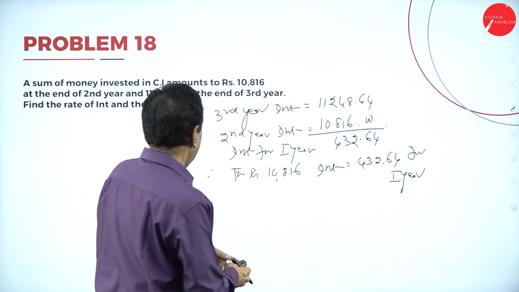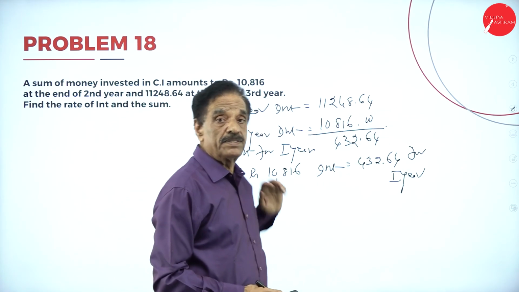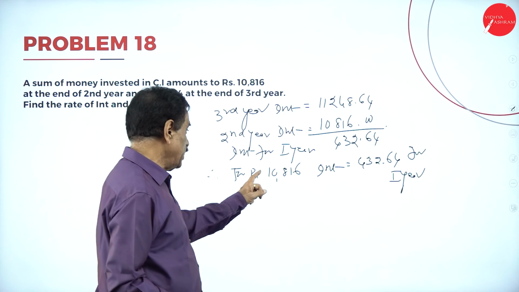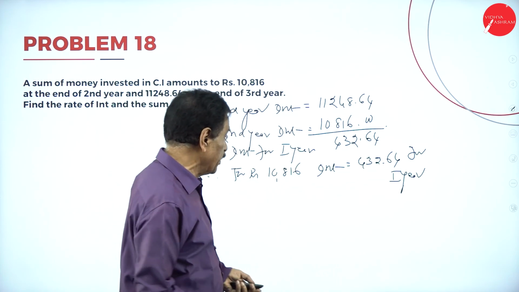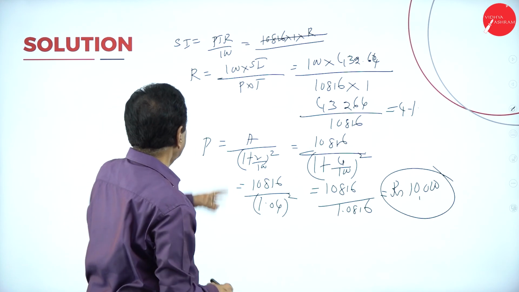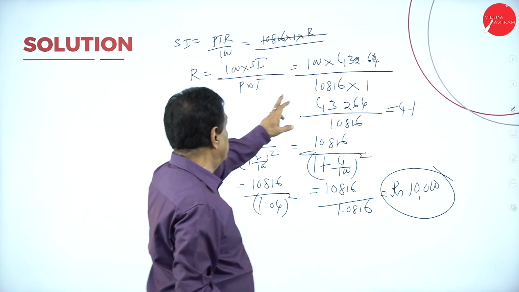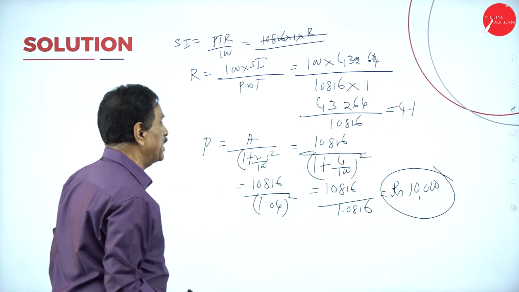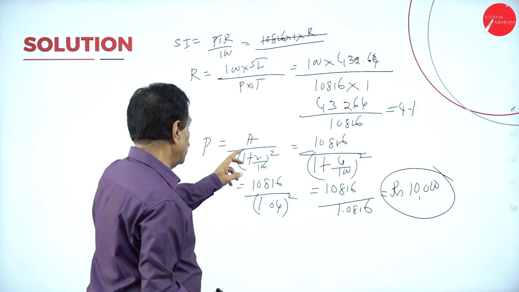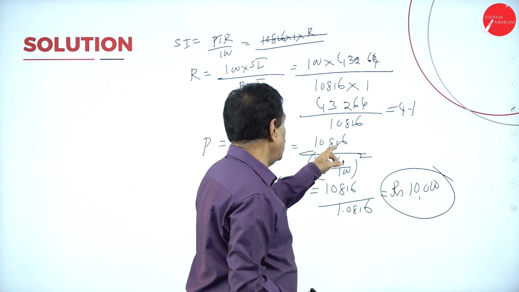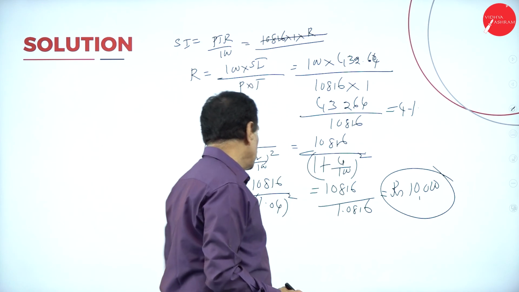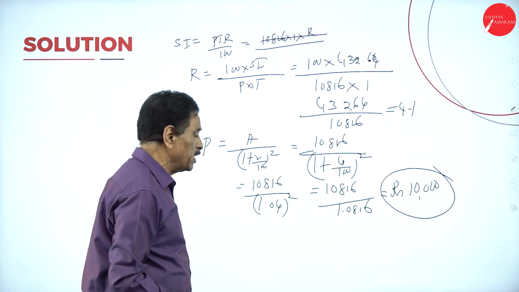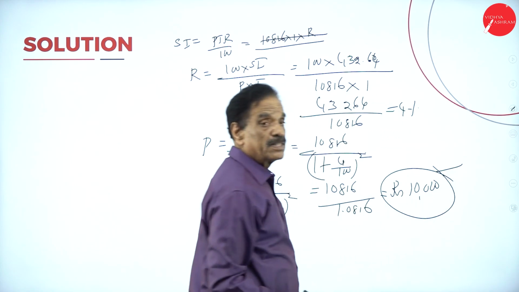So how do I apply? See that? Third year amount is 11,248.64. Second year amount is 10,816, interest 432.64. For 10,000 principal money, interest is 432.64 for 1 year. R is equal to 100 into SI divided by PT. Let principal be 100, so 432.64 divided by 108.16 works out to 4%. Then P is equal to A divided by 1 plus R over 100 to the power of 2, which is 10,816 divided by 1.04 whole square, so 10,816 divided by 1.0816. It works out to 10,000. This is the way you have to work out.